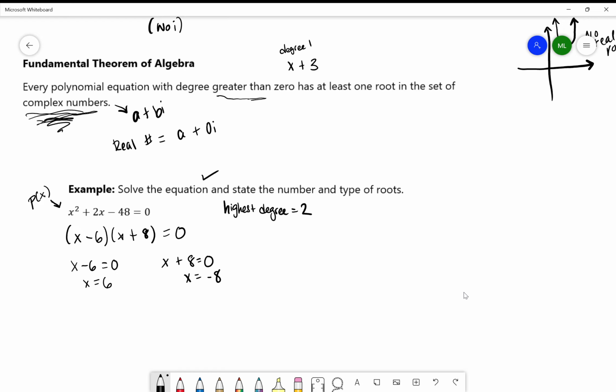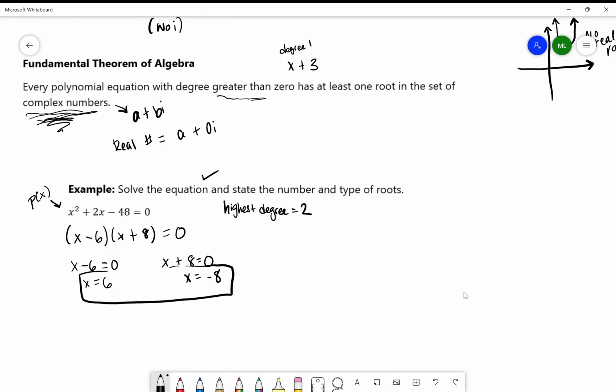Let's see. I have x equals 6, x equals negative 8, so I have two roots. And I can say that these two roots are reals, because remember, reals are also in the complex number set, because it's a plus 0i. So my two roots are right here. These are my two roots.